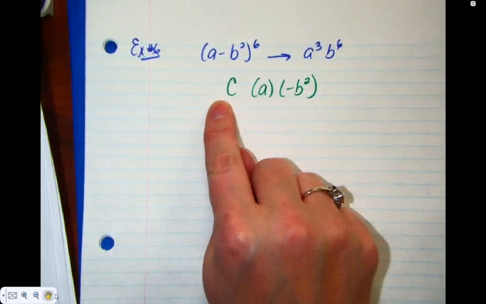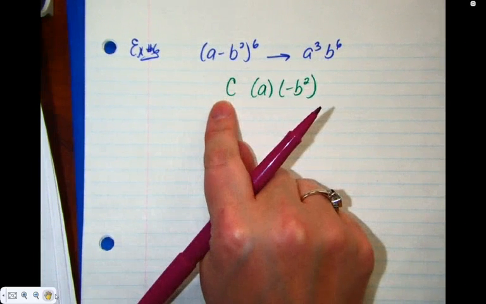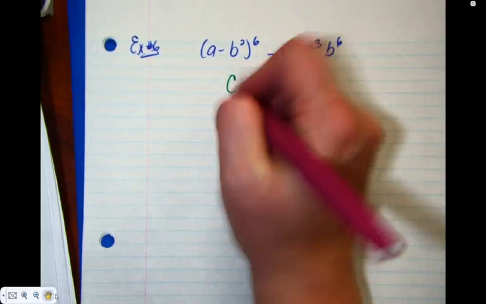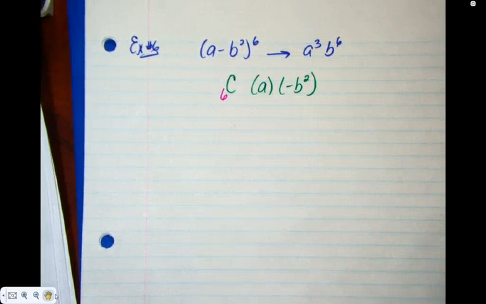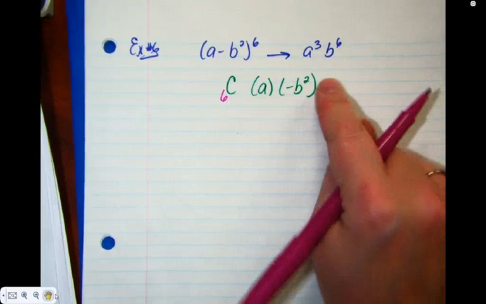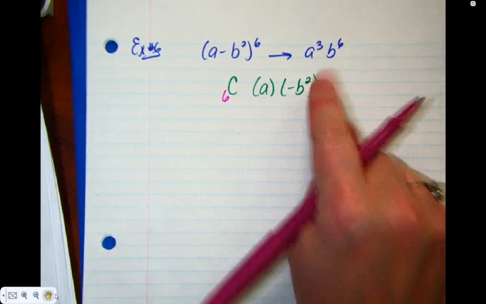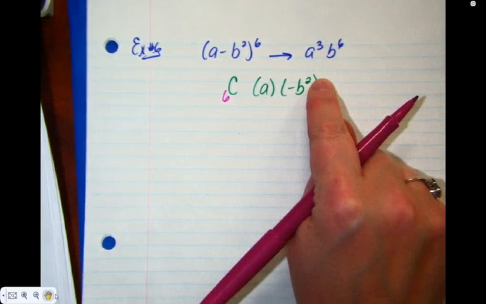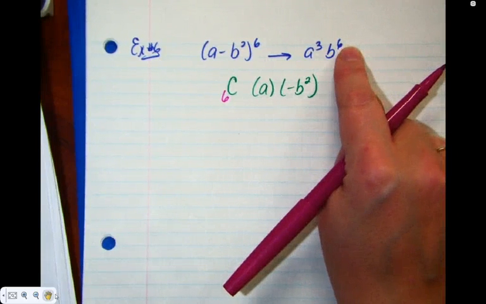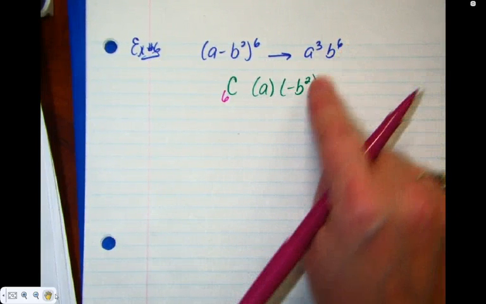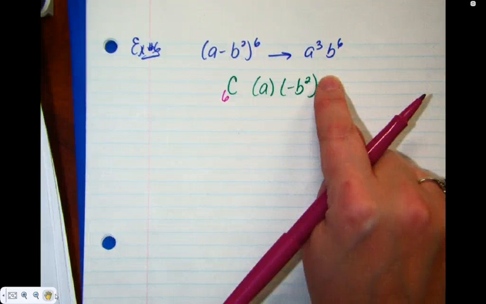Can I fill in my n on the combination? Has to be 6 because that's the exponent in the question. Coming to the back, can I fill in my last exponent? Well, this is where we need to do a little bit of thought. I need this to simplify down to b to the 6. So if I've got a b squared, what needs to be on the outside?